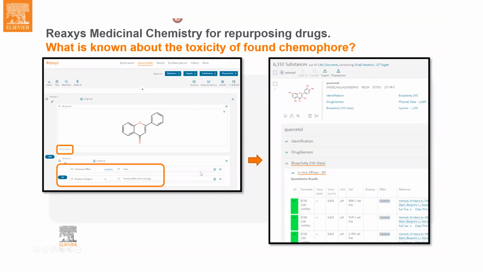What is the other option? The other option is to try to find some information where it's exactly mentioned. So if you're interested particularly in toxicity, not in general adverse drug reactions, you can use specific fields. First of all, it's toxic substance effect, and also its specific bioassays, which are covered by Reaxys Medicinal Chemistry.